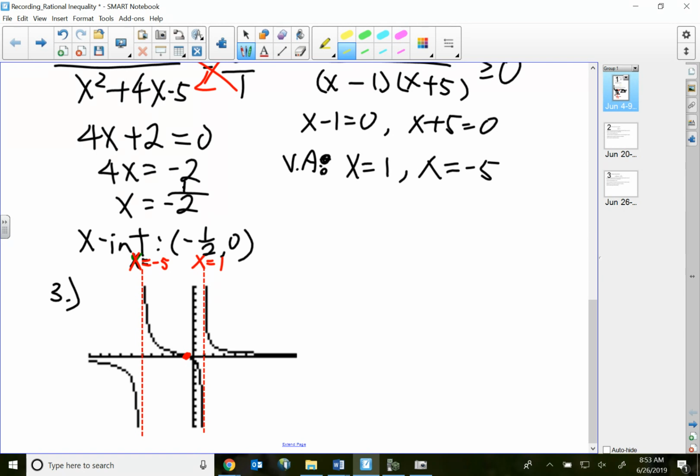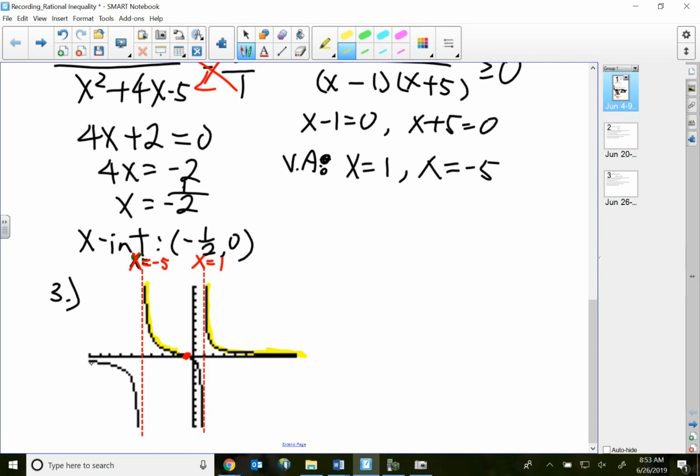Since we said that the horizontal asymptote is the x-axis, and the only point where the function crosses over the x-axis is at the x-intercept negative half, 0, that means as x goes to the right, it will not cross over the x-axis again on this side. So this part of the graph is also staying above it. This part of the graph is above it.